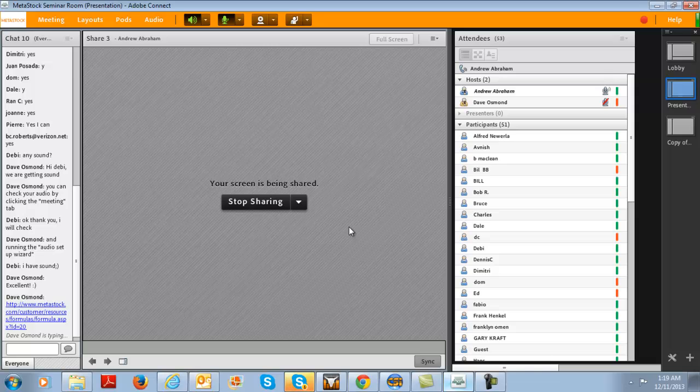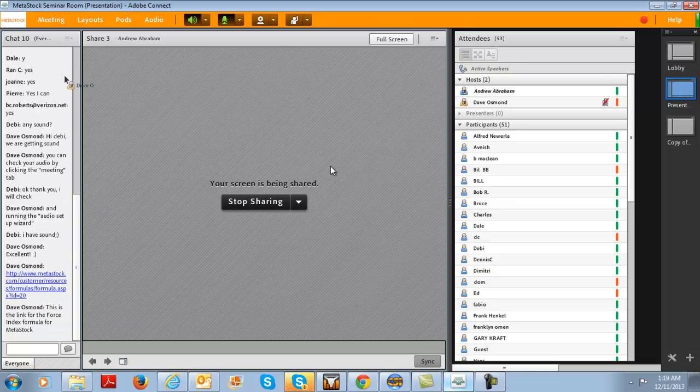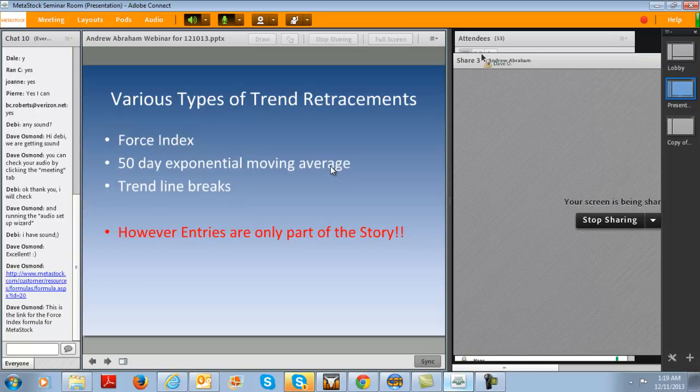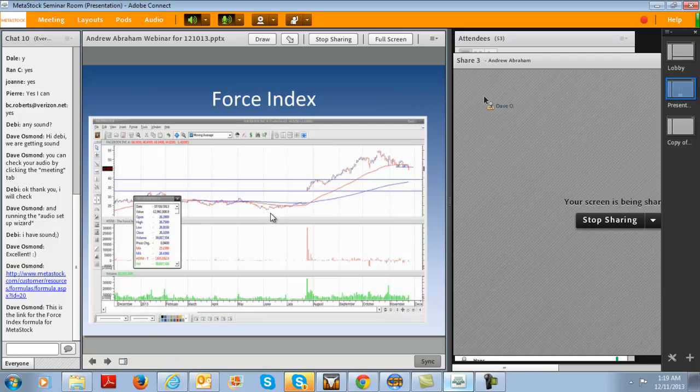Let's just go back to the PowerPoint for a sec, if we may. Okay. Force index we spoke about, and as you can see it even in this diagram, and I believe this is Facebook. You can see how Facebook broke out on huge volume. And it also retraced, so you had another opportunity here again. And also what's interesting, it retraced here, and here it is on the force index. You're in an uptrend, and it pulls back.